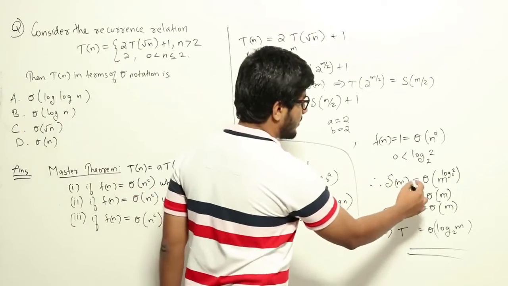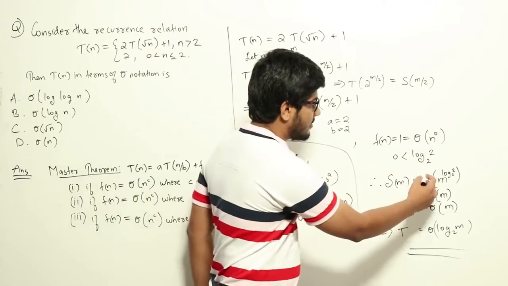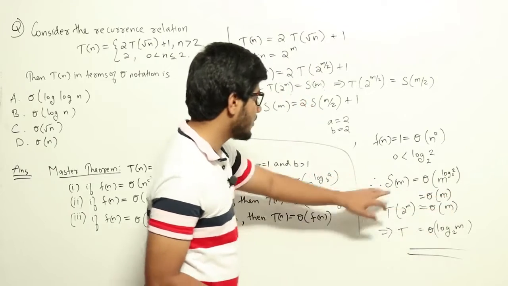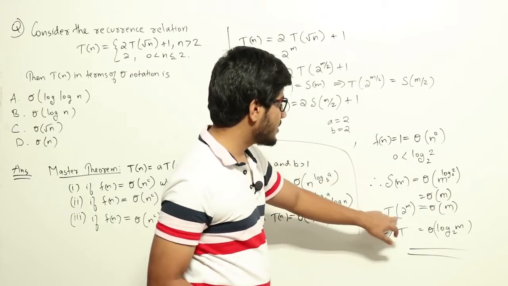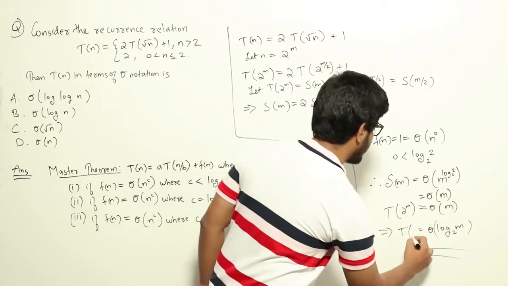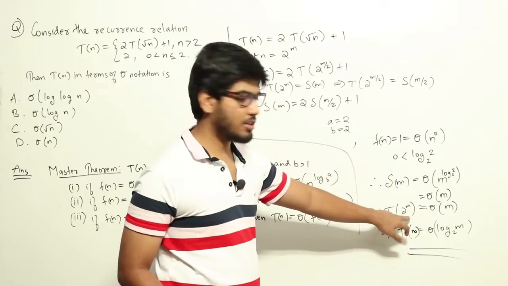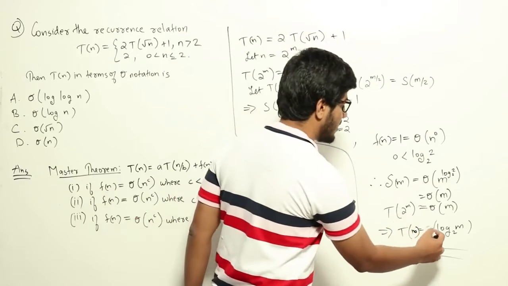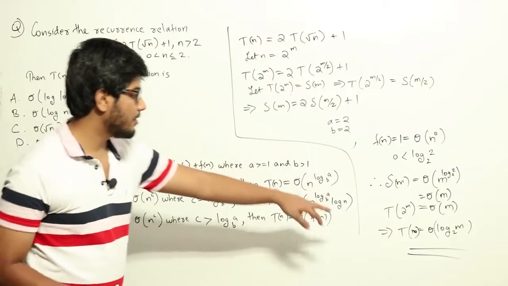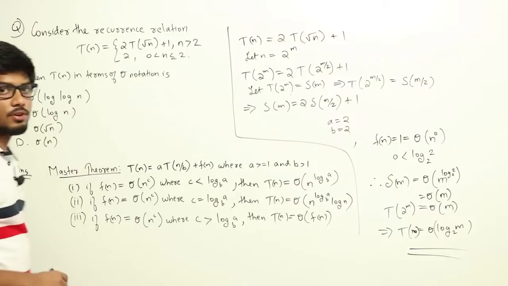We can write S(m) = theta of n raised to log a to the base b. So S(m) will be theta of m raised to log 2 to the base 2. This is 1. That is theta of m. So S(m) is theta of m, meaning T(2^m) will have theta m. So what will be the complexity of T(n)? For converting 2^m to m, we need to take log to the base 2. So T(n) will have a complexity of theta of log to the base 2 of n. So that's how we will solve for T(n). And from the options, that is option B, theta of log n.